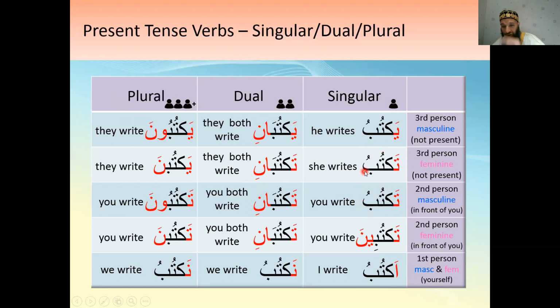But if you're struggling, don't worry about the feminines. Just learn that the ta is masculine, you, rather than feminine, her, she writes. Okay, but taktubu can also mean she writes. This table is tricky. The trickiest out of them all, I'd say.